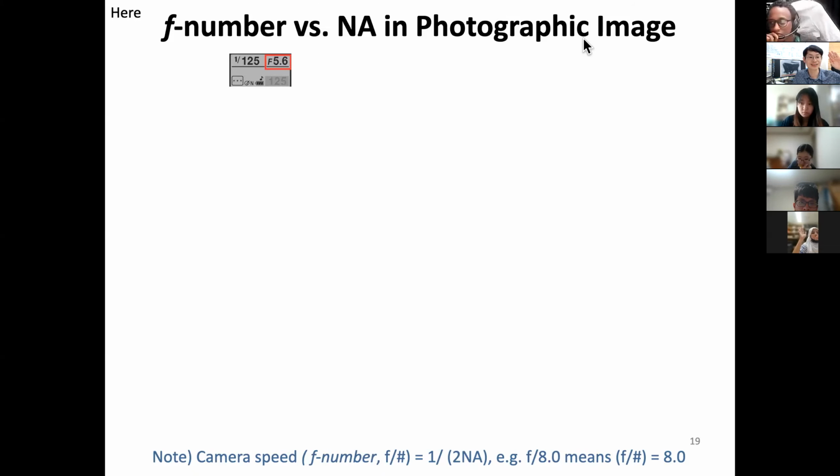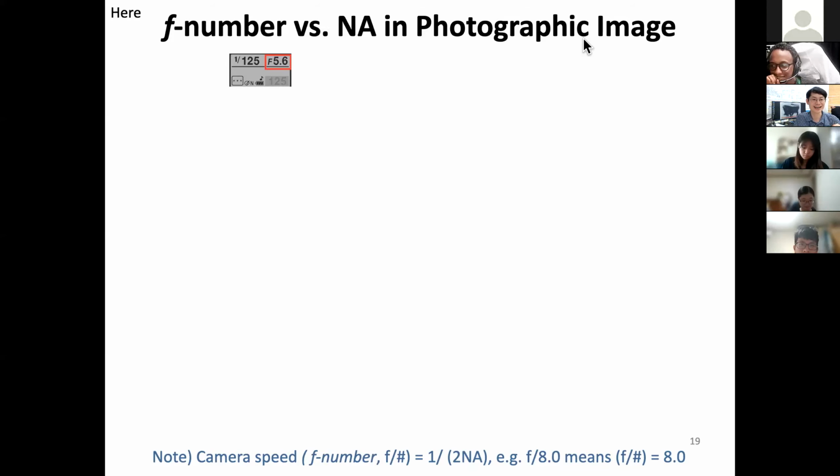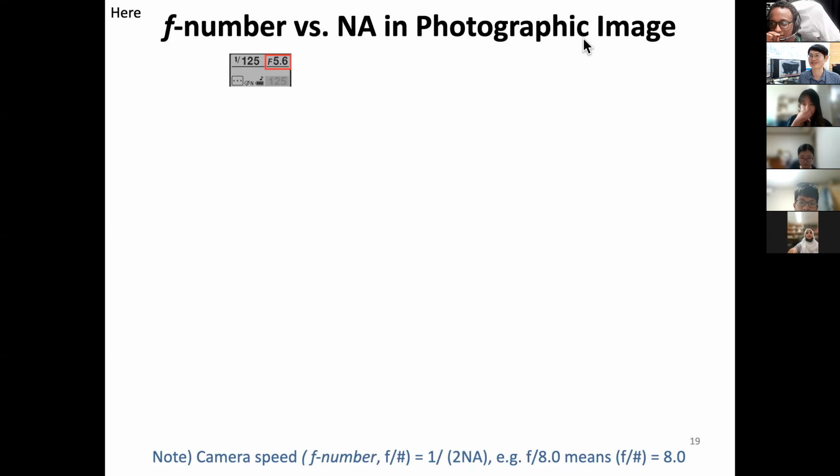Interested in photography? No? Okay, as far as you guys are taking this class, I hope you are interested not only in microscopy, but also in photography as well.